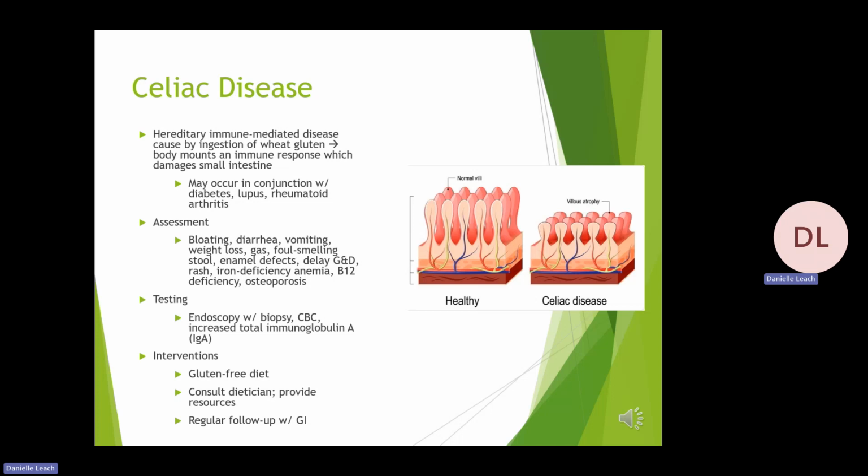Interventions for these people are fairly easy, at least on paper. The main intervention is just doing a gluten-free diet. There's a lot of gluten-free foods available now, but still I'm sure it is quite difficult when people may be missing certain foods that they love that they can't eat because it's causing them pain. We can consult a dietitian and provide resources to them. And they do need to have regular follow-up with a gastroenterologist.